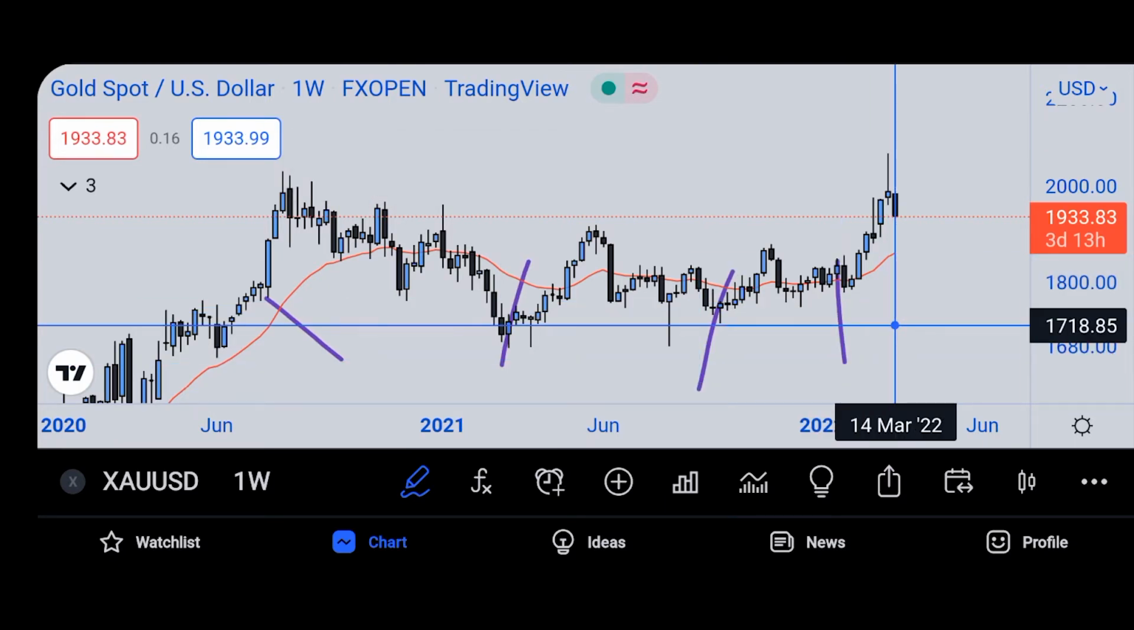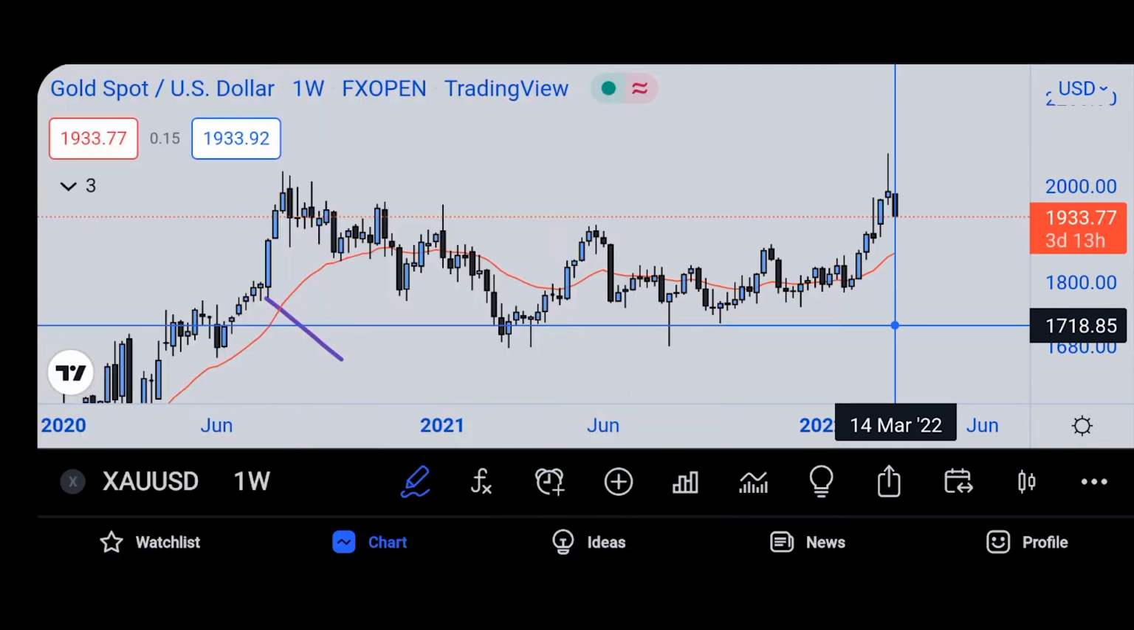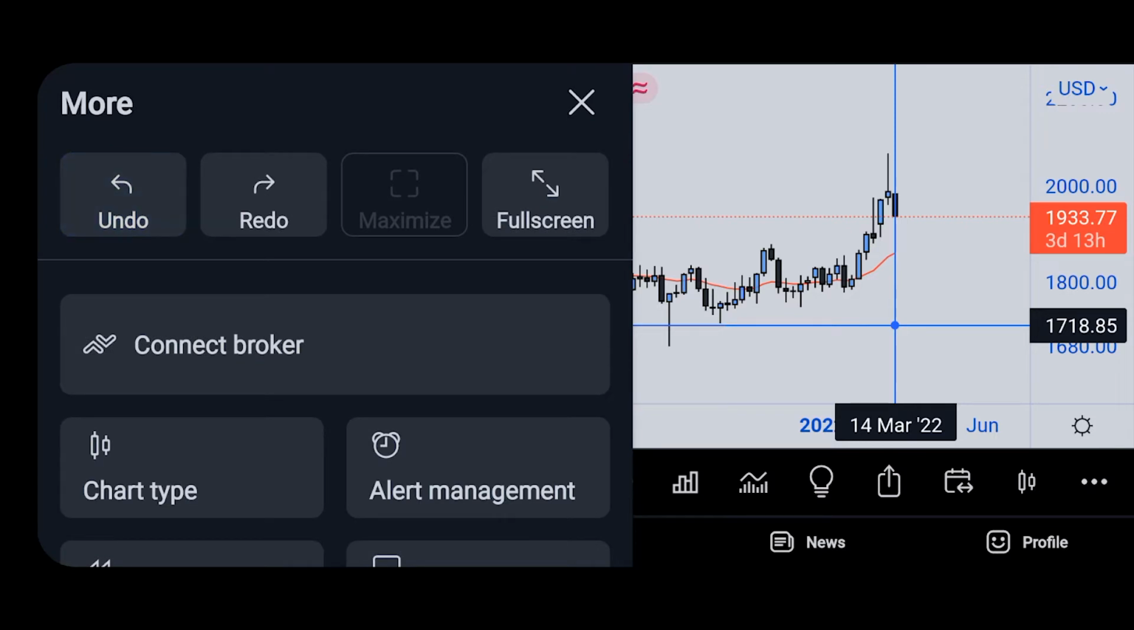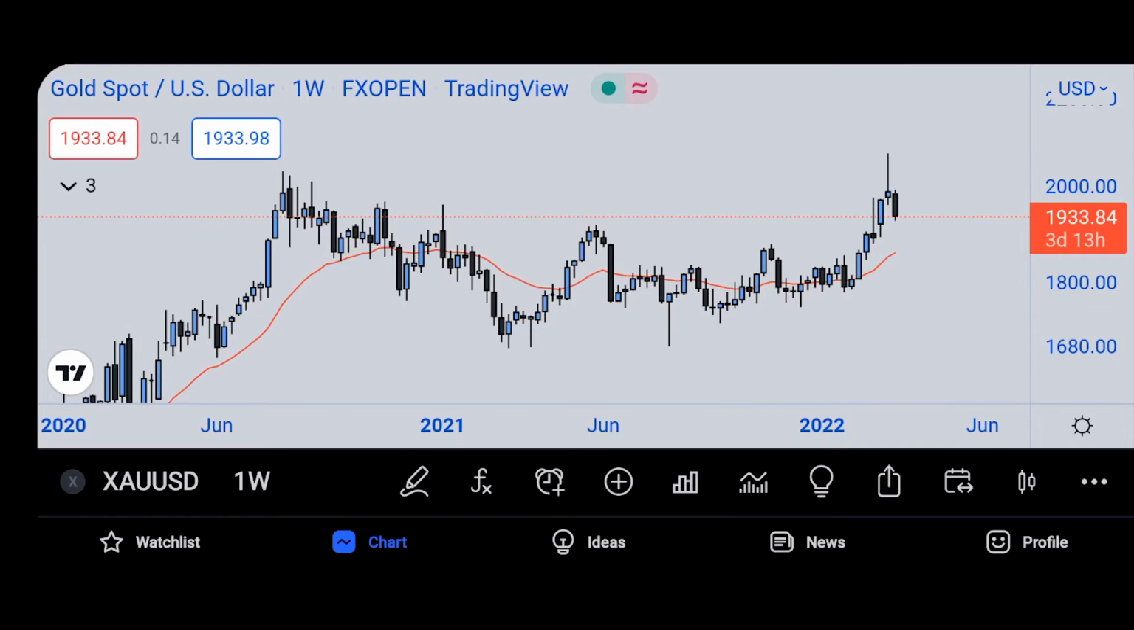The key of this strategy is to wait for price to trade above your 21 EMA on any product that you wish to trade. But my example is going to be on gold right now. I'm just gonna break it down and show you where we're trading.